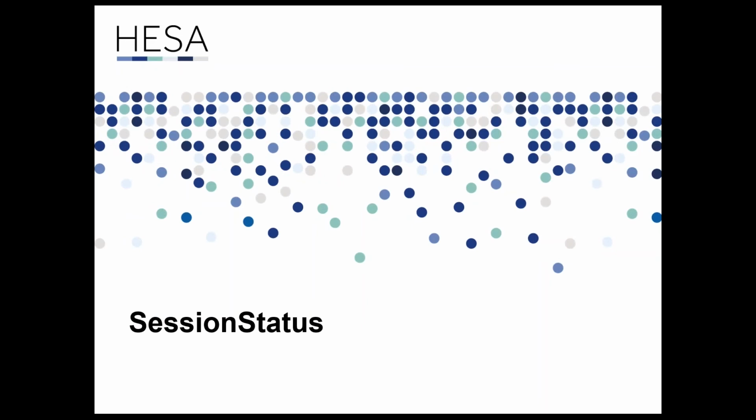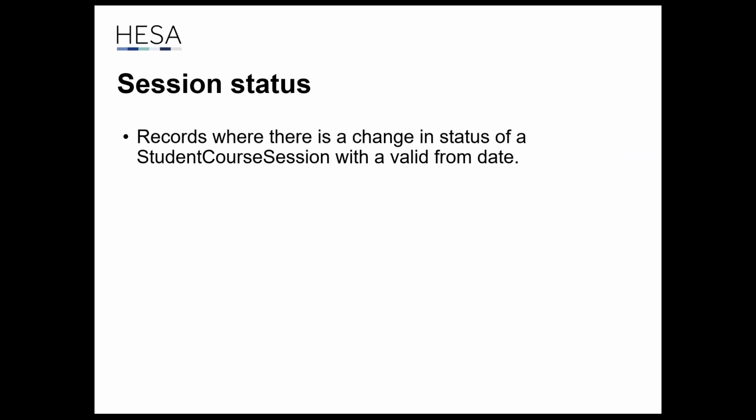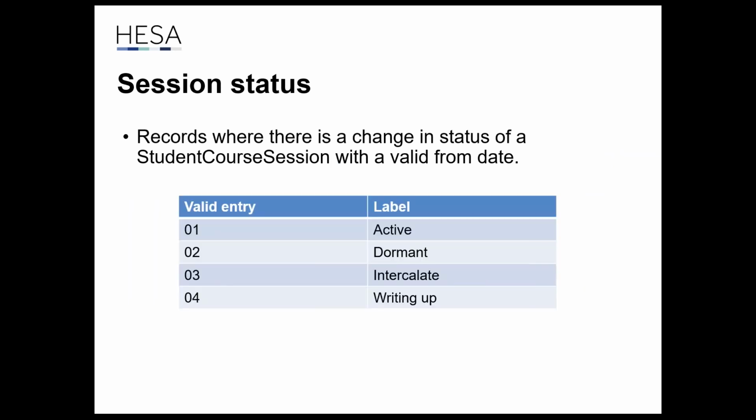Yeah, that's perfect. As Rachel said, I'm going to take you through the session status entity and how that works and what we're recording in that entity, and then run through a few examples of dormancy under different scenarios and how that would be returned. So just a quick reminder then. The session status entity, as you can see on the model, hangs off the student course session, and it's recording where that student course session changes status to one of the ones that we're interested in, with an associated date from which that status applies. We've got 4 statuses within this entity.